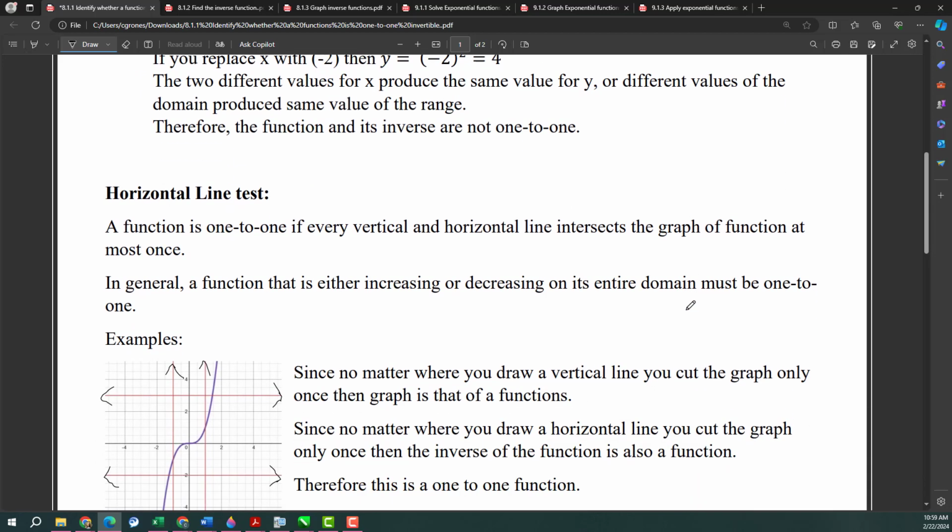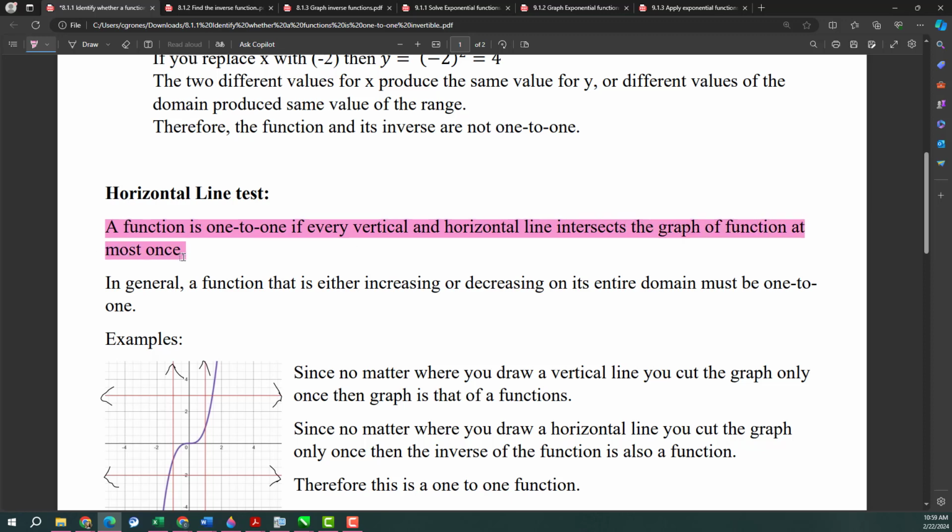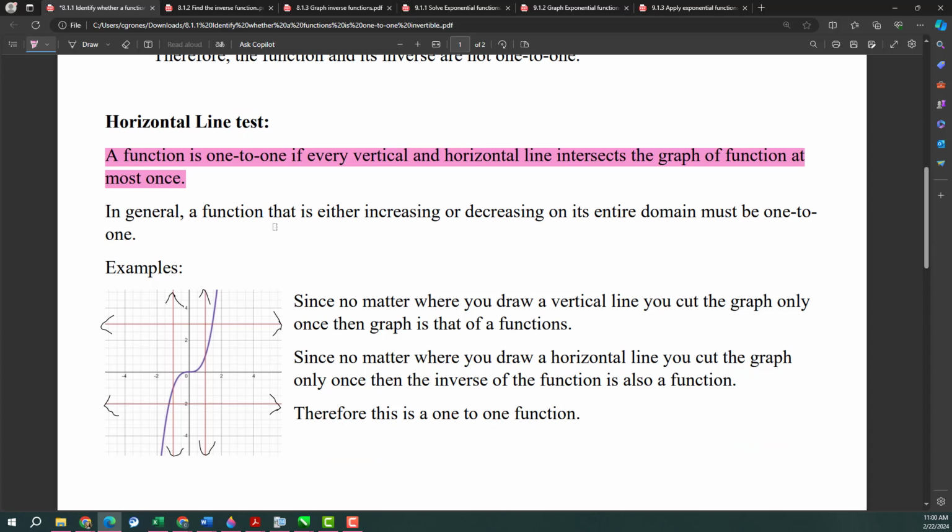So you can use the horizontal line test. A function is one-to-one if every vertical and horizontal line intersects the graph of the function at most once. And then it also says something below here. In general, a function that is either increasing or decreasing on its entire domain must be one-to-one.